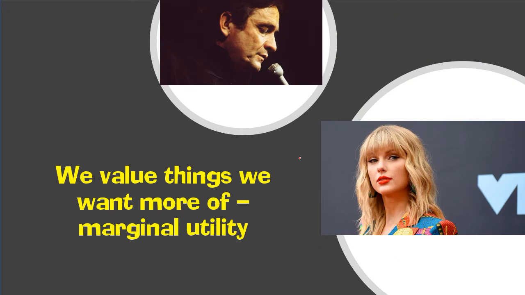Okay. So, remember that we value things we want more of. Marginal utility is the key to life as a consumer. We value things we want more of. So I might value Johnny Cash because I want more of him and not value Taylor Swift because I've had enough of her. You may value Taylor Swift because you want to listen to more of her songs and not Johnny Cash because you don't want to listen to more of his songs. We value things we want more of.